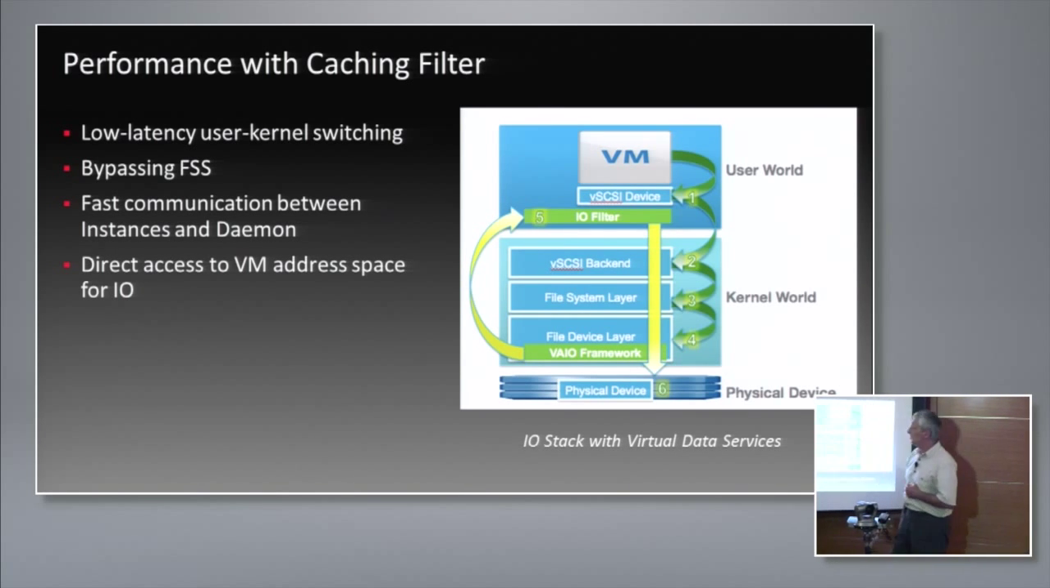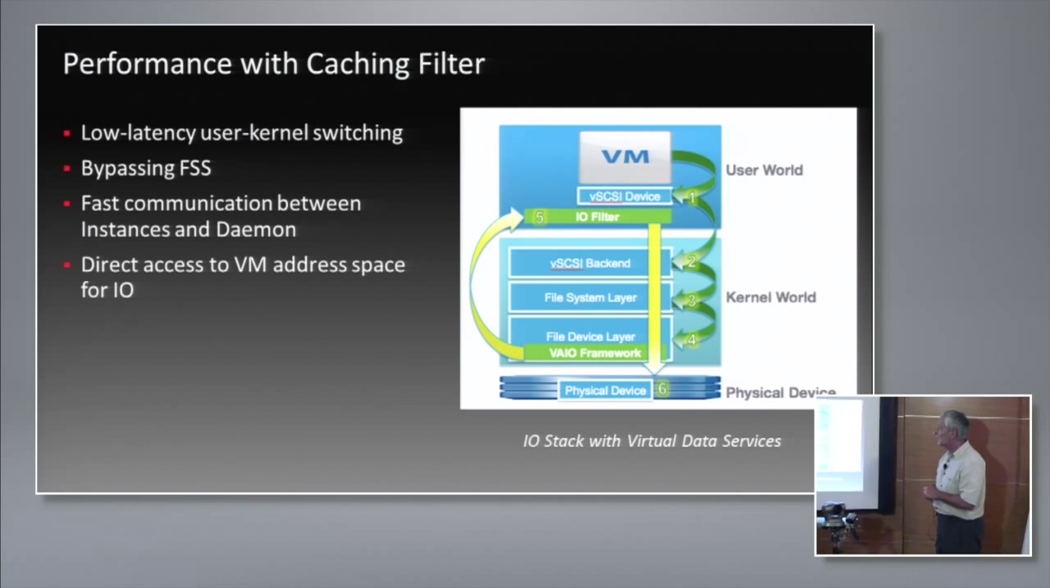There is a fast communication between instances and daemon. We already told you about shared memory. What else is very important? Daemon may start I/O directly from virtual machine address space. Remember, from virtual machine to framework, back to I/O filter, redirect request to the daemon. Daemon starts I/O against SSD. It can do it directly. We can do it directly from daemon.